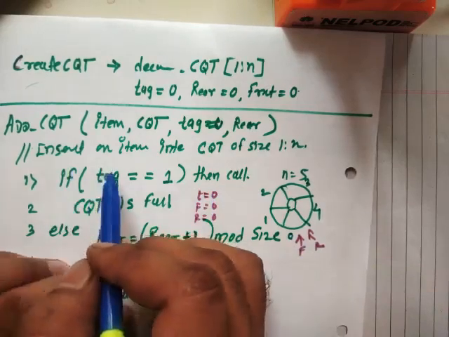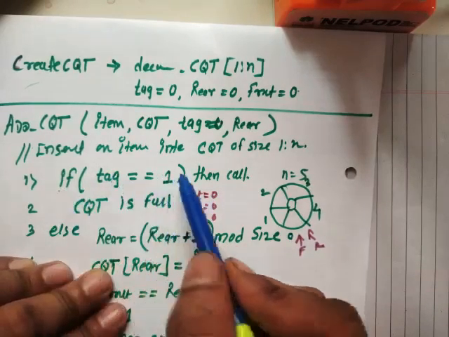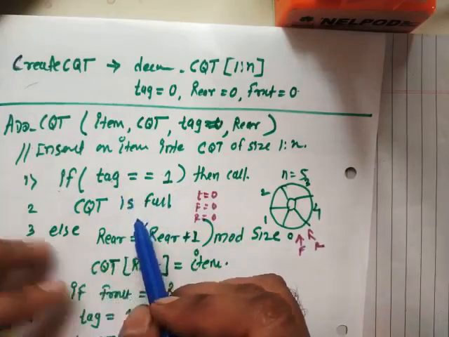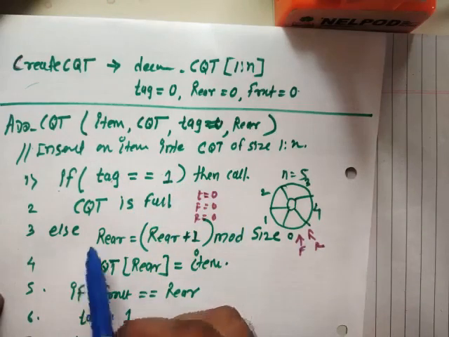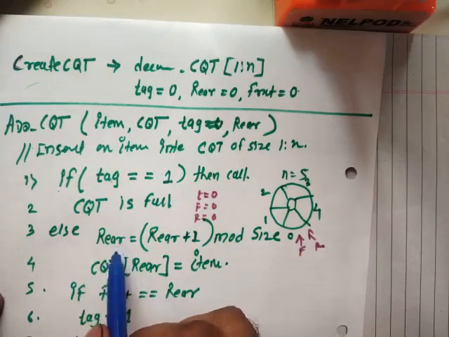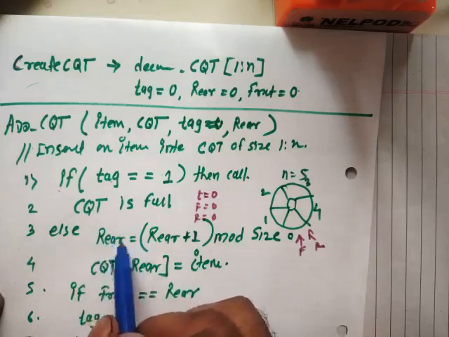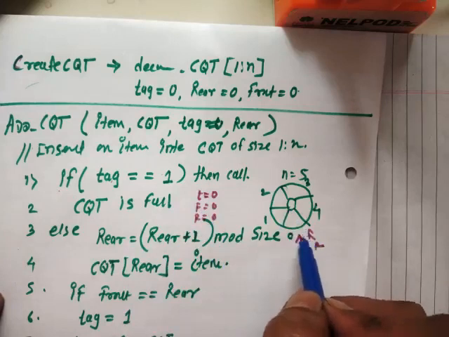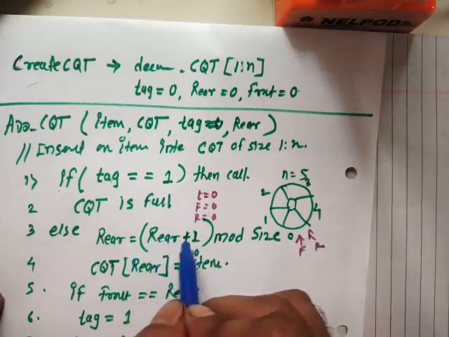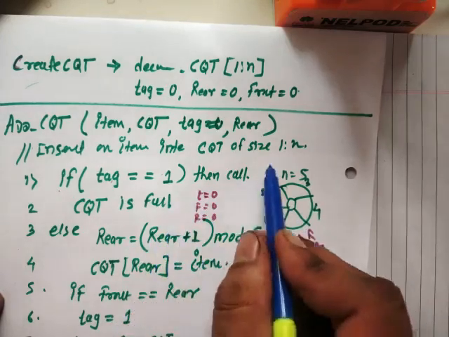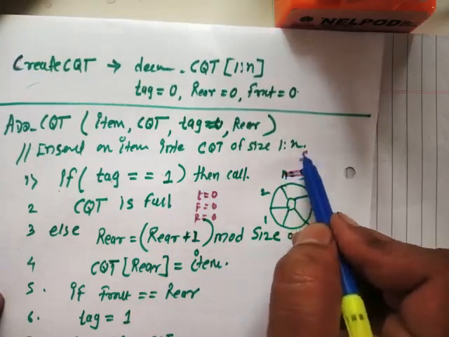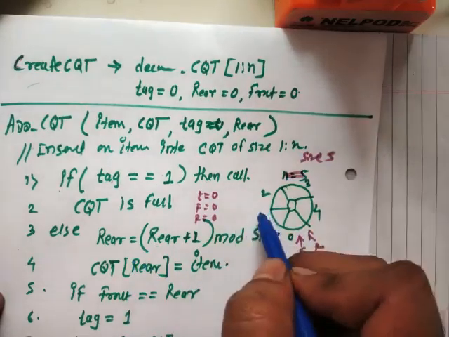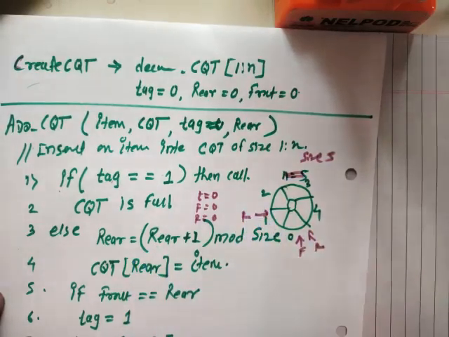Now we are going to insert an element. Check the condition: if tag is equal to 1. What is the tag value now? It is 0, so this condition is not satisfied and it will jump to the else part. In the else part we find the rear position. Rear is equal to rear plus 1, so 0 plus 1, 1 mod size. Size is 5, so 1 mod 5 is 1. Now rear points to index 1.